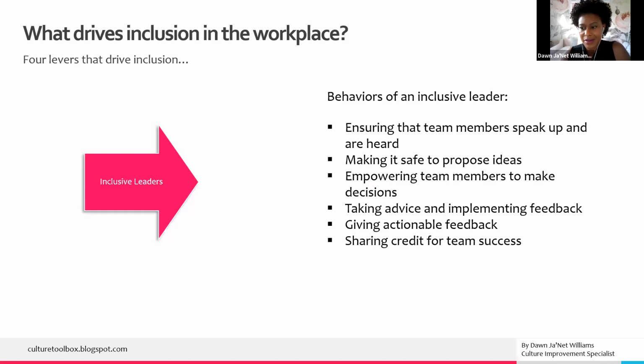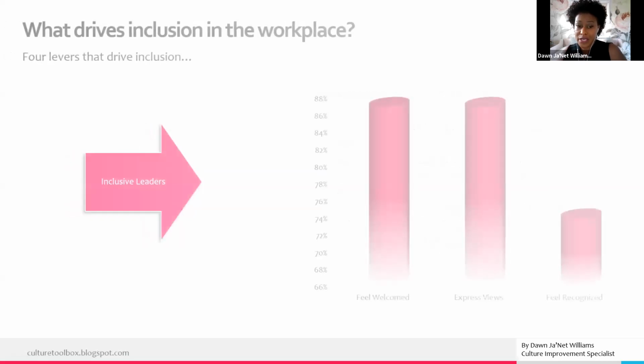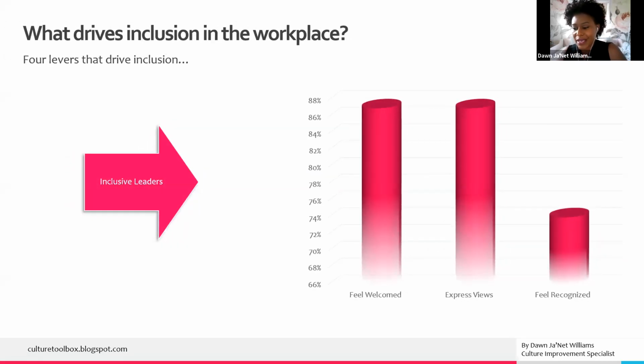Another behavior of an inclusive leader is taking advice and implementing feedback. You also want to give actionable feedback and share credit for team success. Of employees who report that their team leader has at least 3 of these traits, 87% say they feel welcome and included in their team.